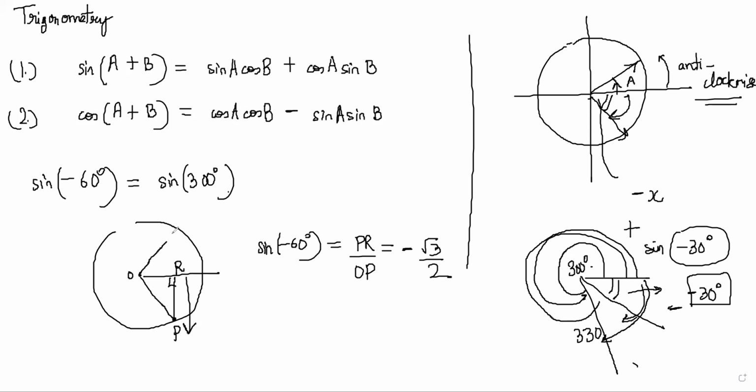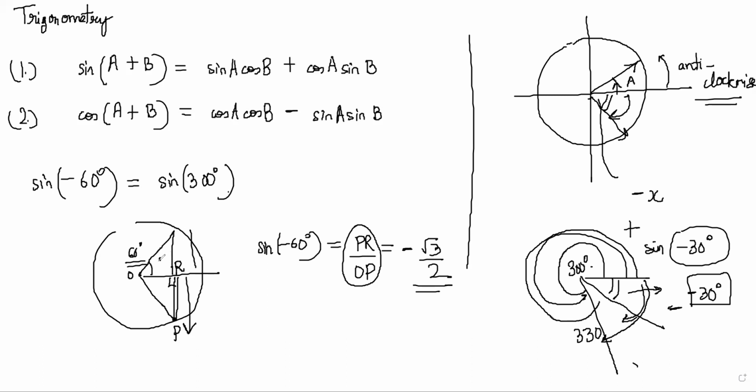Could you repeat that? I just didn't get PR. PR is negative because you are going down in the y-axis. So it will be minus root 3 by 2, because this perpendicular is negative and this is positive. This one was positive. So why is it root 3 by 2 here? Because this sine 60 is root 3 by 2. If it was plus 60, you would have said root 3 by 2.